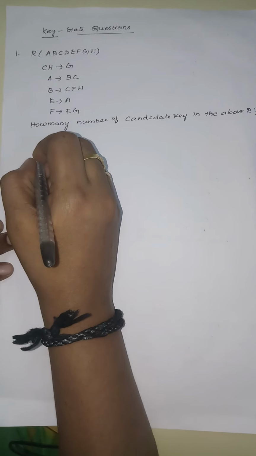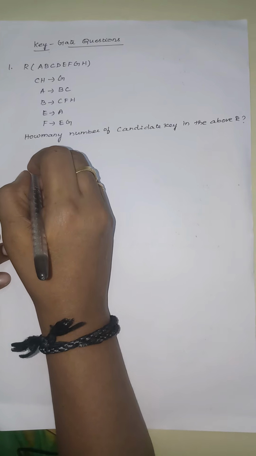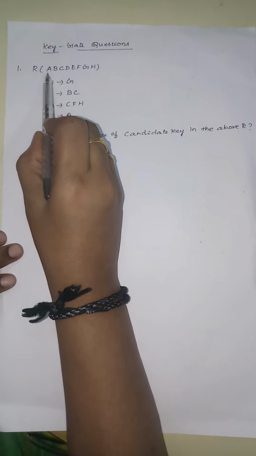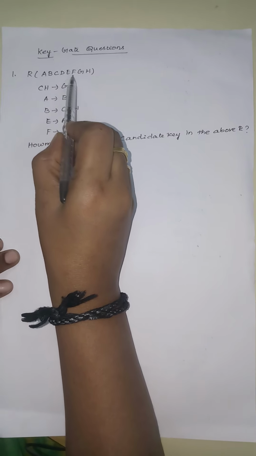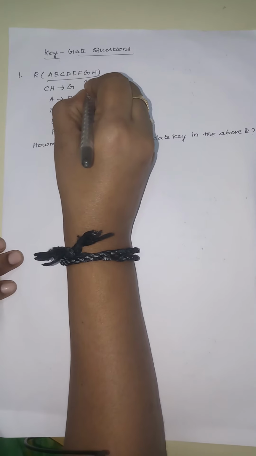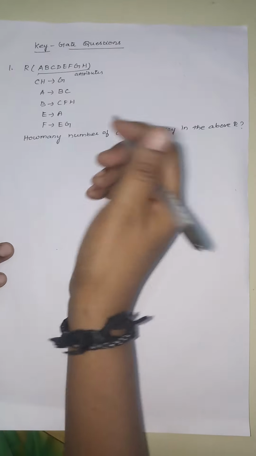So hello everyone, in this video we are discussing GATE questions in DBMS in the topic of keys. Let us consider the relation R(A, B, C, D, E, F, G, H). These things are considered as attributes, so the relation has this number of attributes.